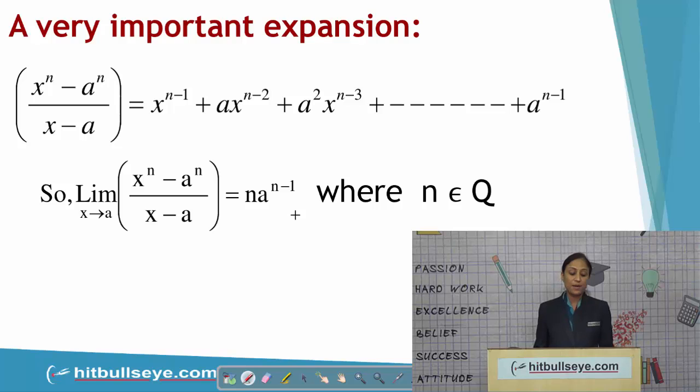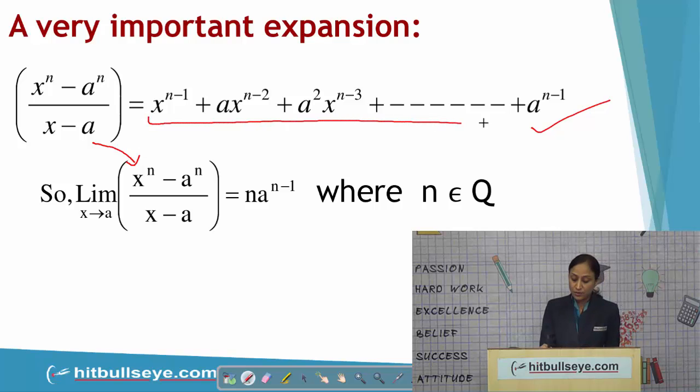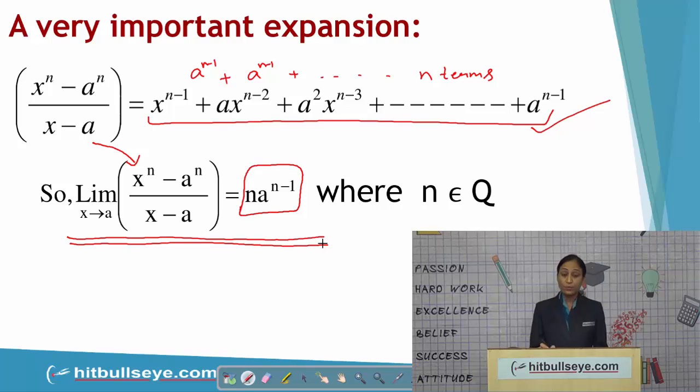This is a very important expansion used in questions based on limits. In this expansion, if we apply limit x approaches a on both sides, so we have limit x approaches a, (x^n minus a^n) upon (x minus a), then I can simply put x equal to a on the entire right hand side, which will make each of these terms a raised to power n minus 1. And there are n such terms. So this sum will come down to n a raised to power n minus 1. So remember, we will be using this limit a lot of times in solving the questions. An important point here is that this n should be a rational number.